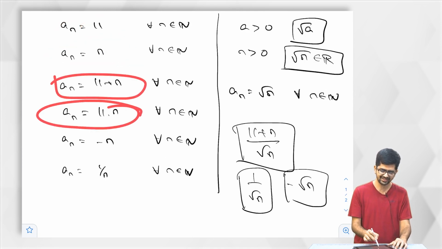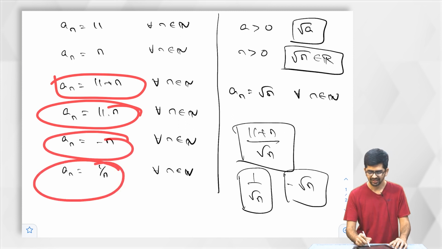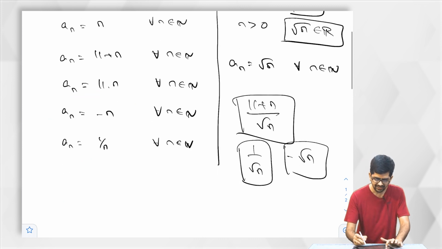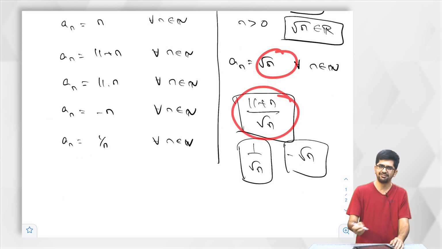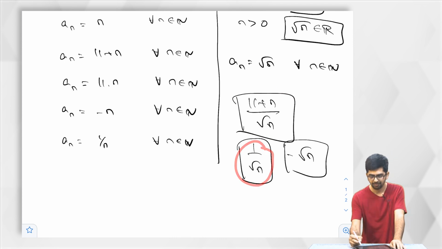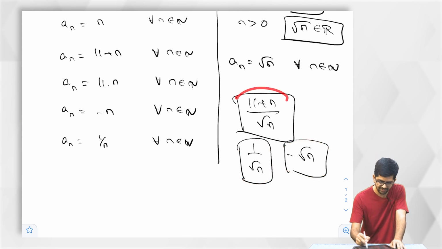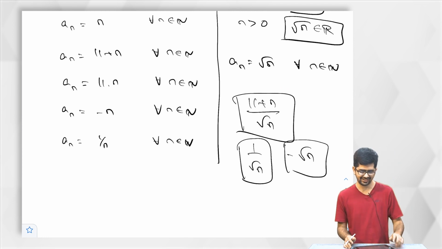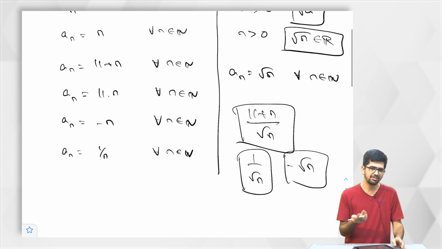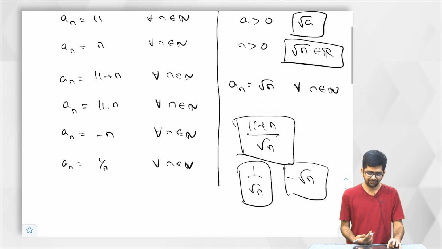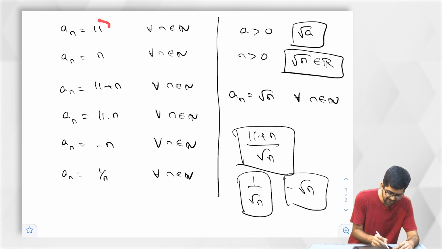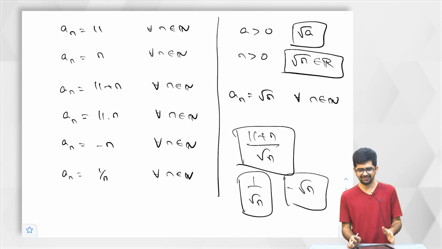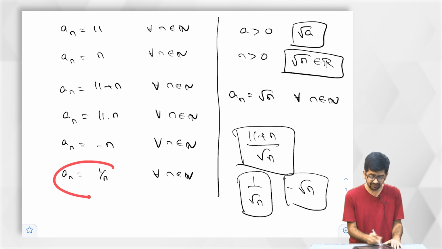The addition, multiplication, additive inverse, multiplicative inverse, and this square root we produced because of the completeness of order. Root n is an element of R, so 1 by root n should be an element of R, minus root n should be an element of R. So, this gives a sequence. Ideally, you should be able to produce as many as you want. All of them may not be very good in the following sense. These two sequences are good in the sense that they are bounded, that we have seen last time, and they are convergent.